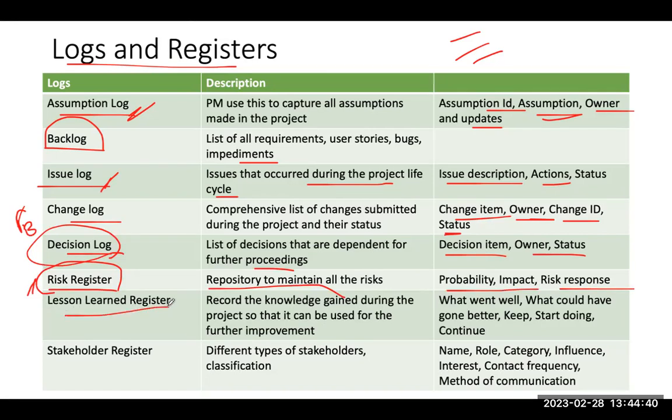Next comes the lesson learned register. A lesson learned register is an important document that is captured during the closure of the life cycle. The knowledge gained during the project goes into the lesson learned register, and it can be used as a future process improvement document. And what is generally captured in the lesson learned register? Like what went well, what could have gone better, what we should start doing, and what we shouldn't have done. So that kind of knowledge gained during the project life cycle is captured in the lesson learned register.